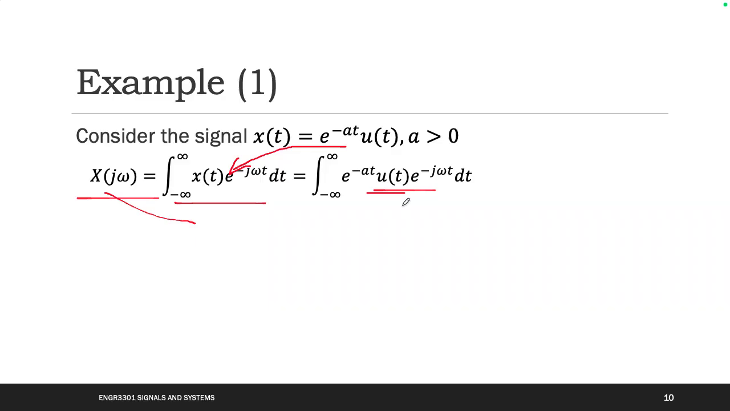How to remove the u(t)? Do you know? What is u(t), firstly? The unit step function, am I right? Unit step function. What does it mean?